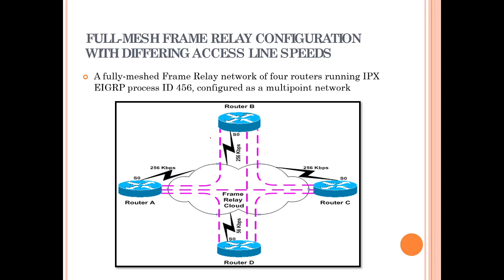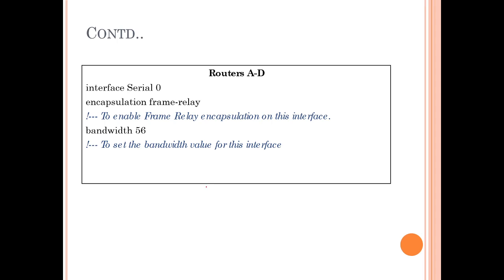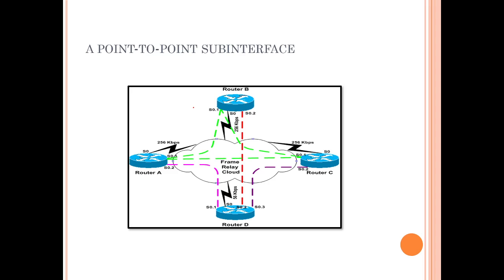And there is another scenario which is full mesh, where each router can independently speak with another router. Router A can speak with router C, router D, router B. Router C can speak with router B, router D, and vice versa. And this is how we will do the configurations. On each part we are doing the same configuration.